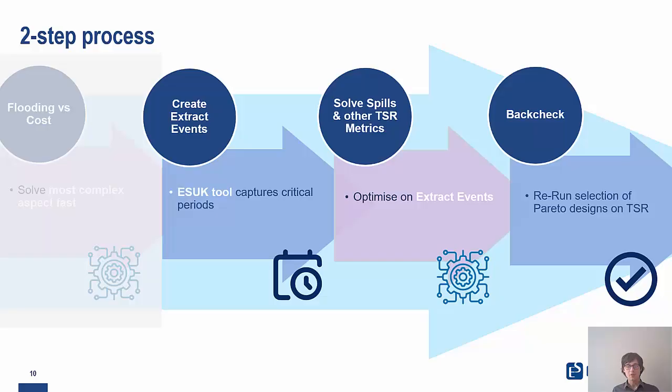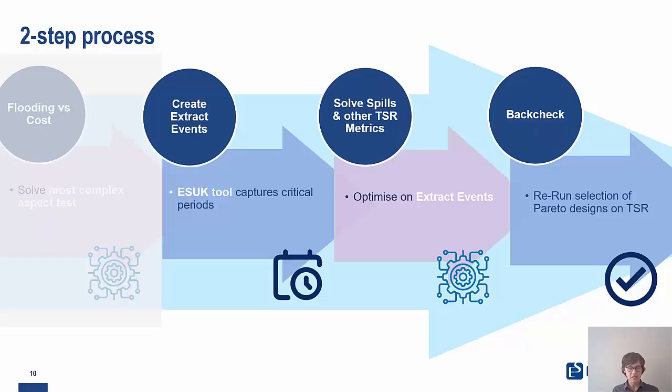Therefore, we usually begin by running a tool we've created to extract the critical periods from those long events into what we call the extract events. As well as spill count, we've got methods for including worst dry day, full flow to treatment, annual storm tank utilisation. I'm sure other metrics could be added in similar ways. The optimization is then run only using those shorter events, so it can run relatively quickly.